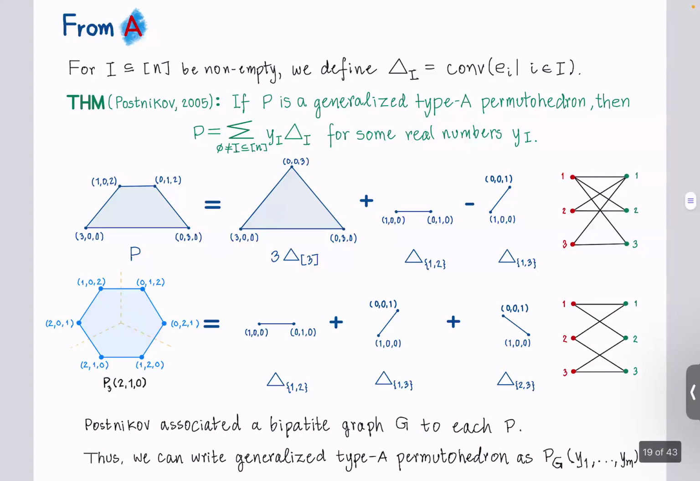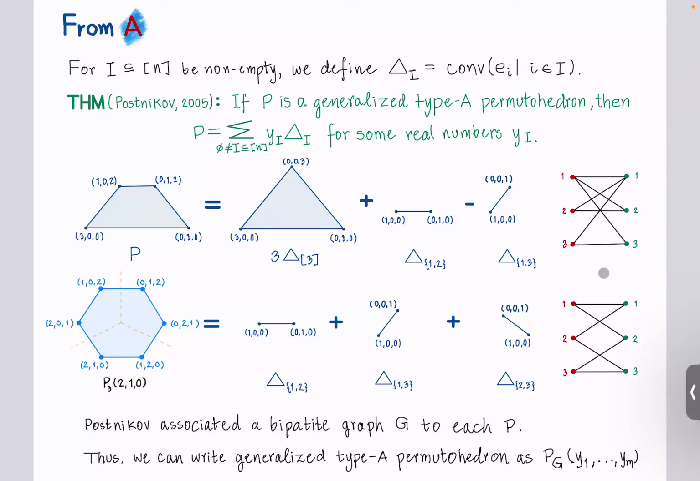And yeah, let's see another one. So this hexagon here is equal to the sum of these 3 simplices, which are line segments that you have seen before in one of the examples previously. And Postnikov associates a bipartite graph G to each generalized type A permutohedron. For example, when P is the first example here, this is my G.